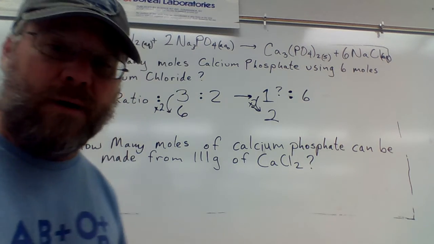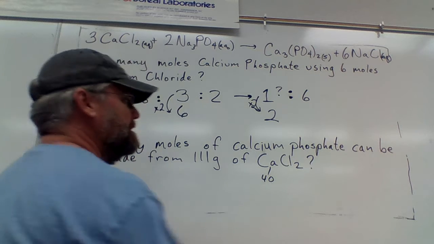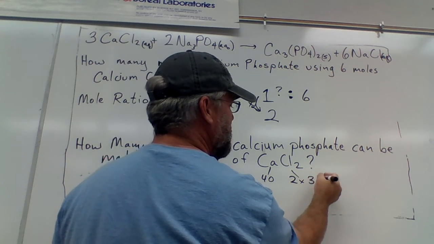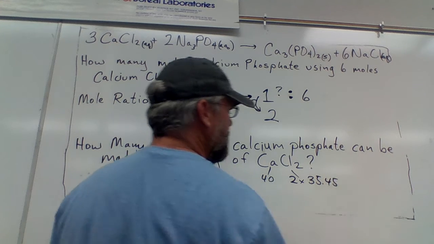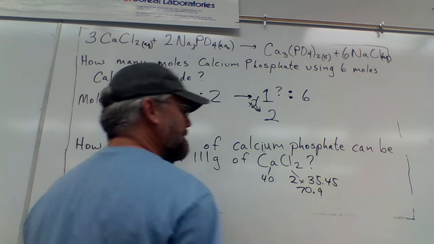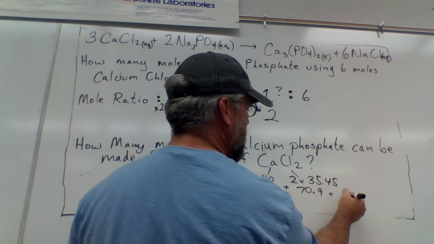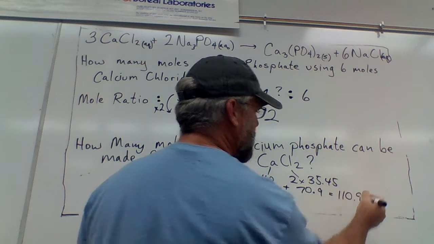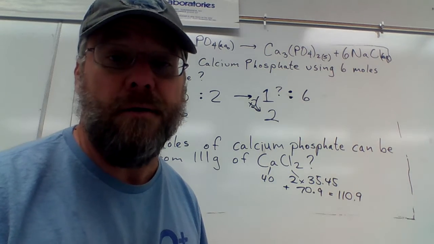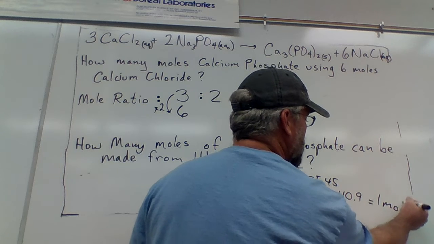So what do I have to do? Well, calcium is 40. Chloride, there's 2 of them, times 35.45. That is 70.9. So 40 plus 70.9 is going to give me 110.9. I'm not going to mess around with 110.9. I'm going to call that 111. And so what I have here is 1 mole.